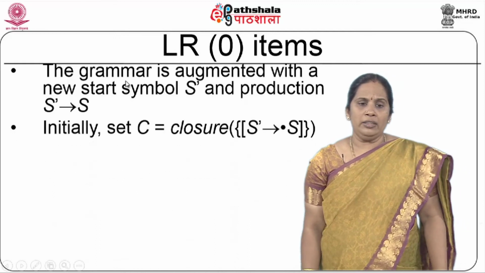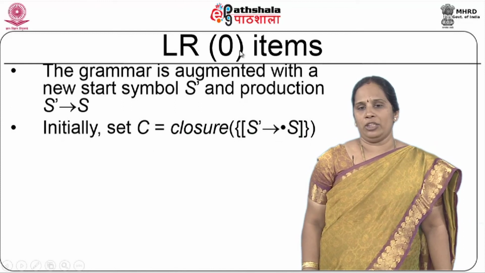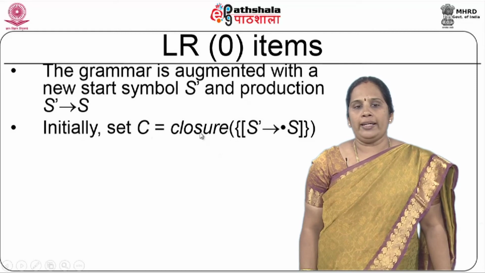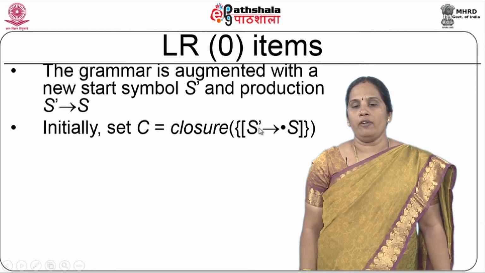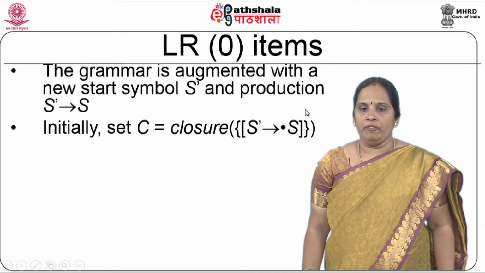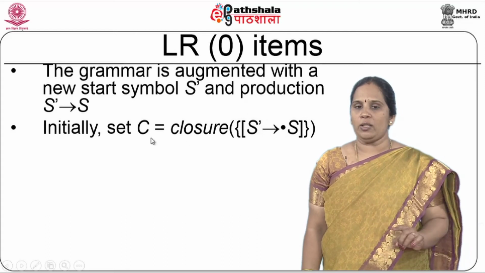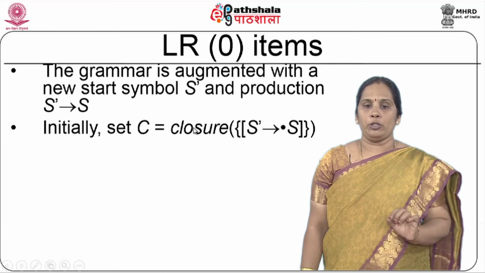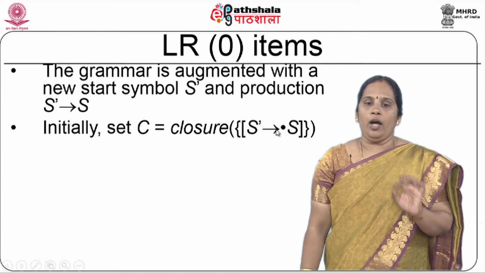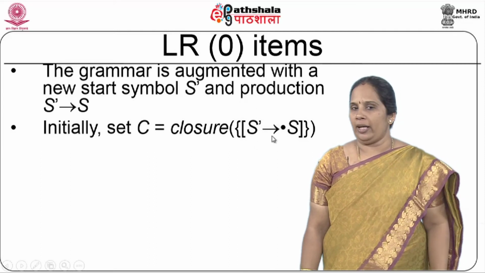Now, this calls for 2 steps in constructing the LR(0) items. First one is called closure. So, let us say C is equal to closure of S' produces dot S. So, I have to call the function closure with this as the item to start with. This is an item because we just now said if there is a dot at any position, that is called an item. So, I am going to call the function closure with the dot at the first position of the new production of the augmented grammar.